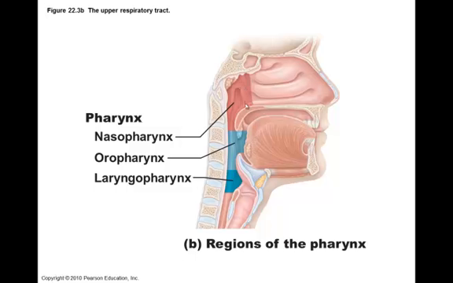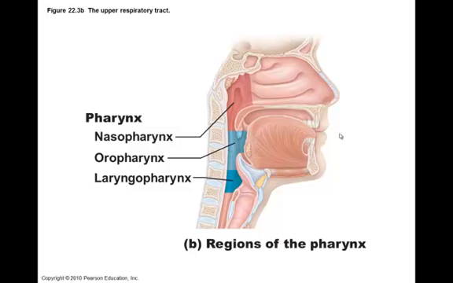And from here to here, right where this red line is, we call this the posterior nasal aperture. It's just the entrance into the throat, if you will. The air is going to come back through here, and it's going to enter your throat through the posterior nasal aperture in this region.